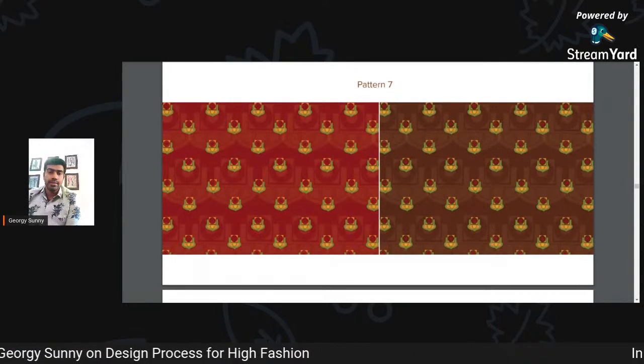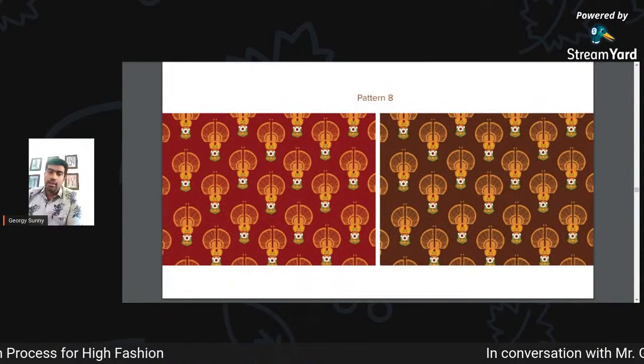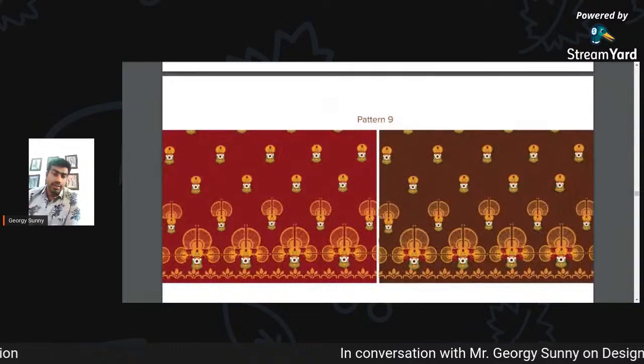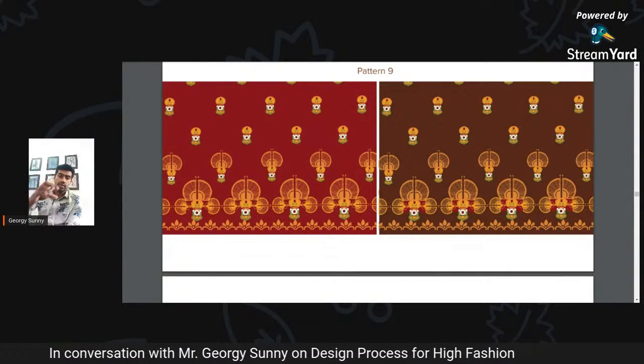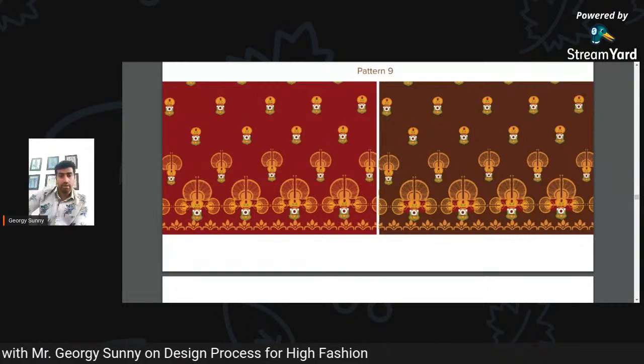These are some more options of that. Some more color variation, how she has changed the same motif into different forms.